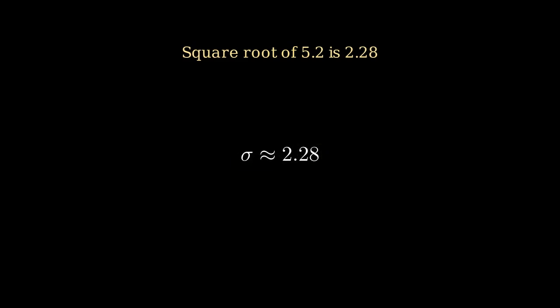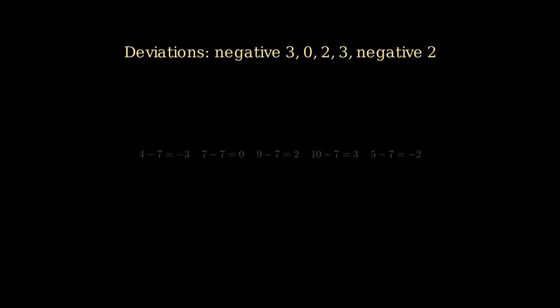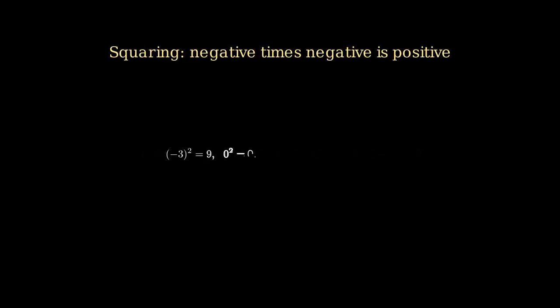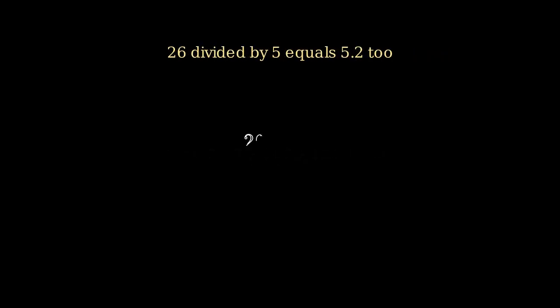Check step. Let us confirm this using the deviations from the mean instead. The deviations from the mean of 7 are -3, 0, 2, 3 and -2. Squaring each deviation gives 9, 0, 4, 9 and 4, which add together to give 26. Dividing 26 by 5 also gives 5.2, which matches our earlier variance exactly.